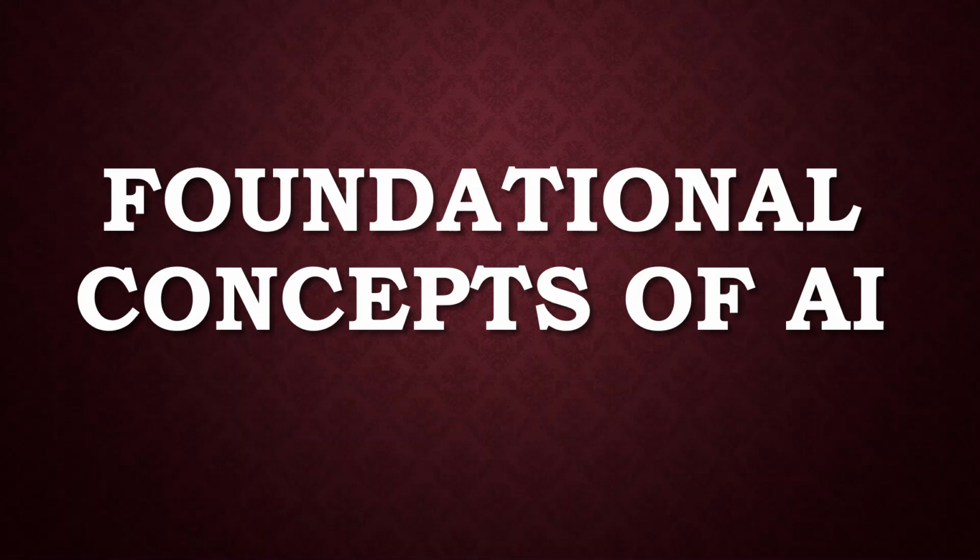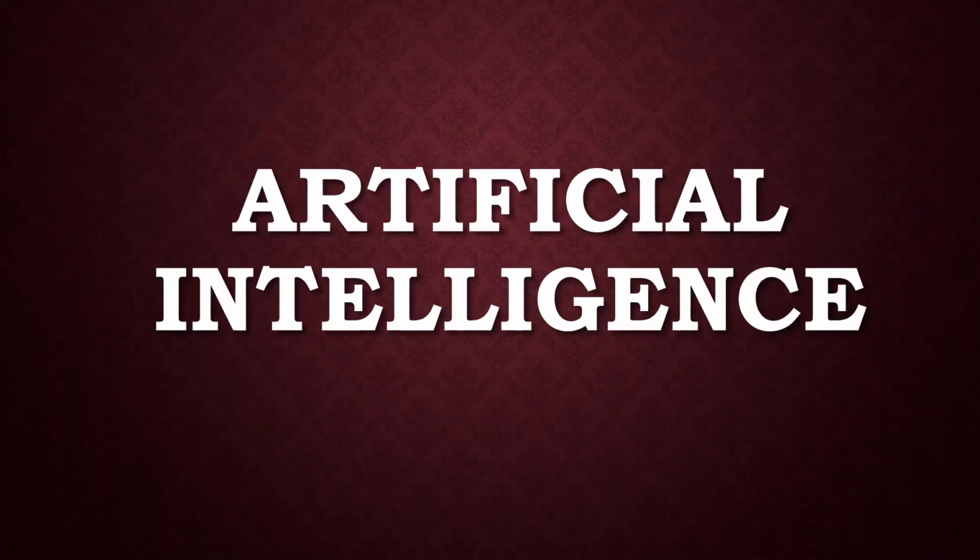Hello guys, so today let's start with a new chapter of our Artificial Intelligence code 417. Our chapter is foundational concepts of AI. So what is AI? AI is artificial intelligence. We know the meaning of artificial, which is not real, which is something man-made. But what is intelligence?